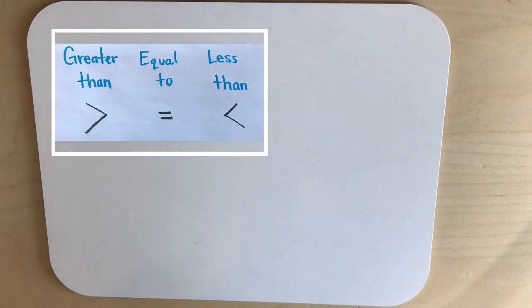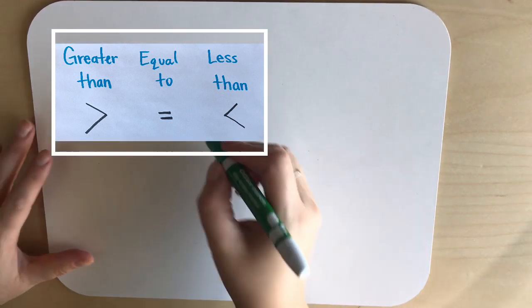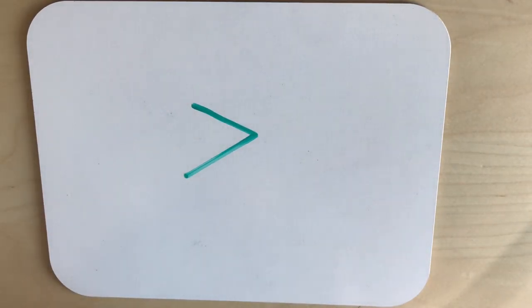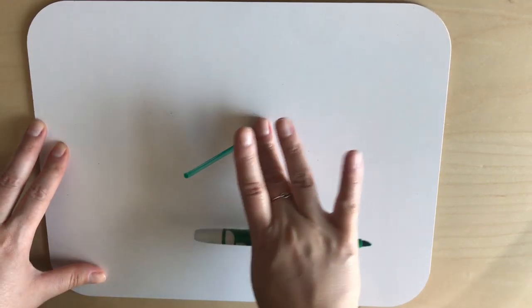So yesterday we used symbols to compare two different quantities. I want to see if you remember the name of these symbols. So I'm going to write down a symbol and I want you to call out the name of the symbol. What symbol is this? Yes, greater than. Good job.